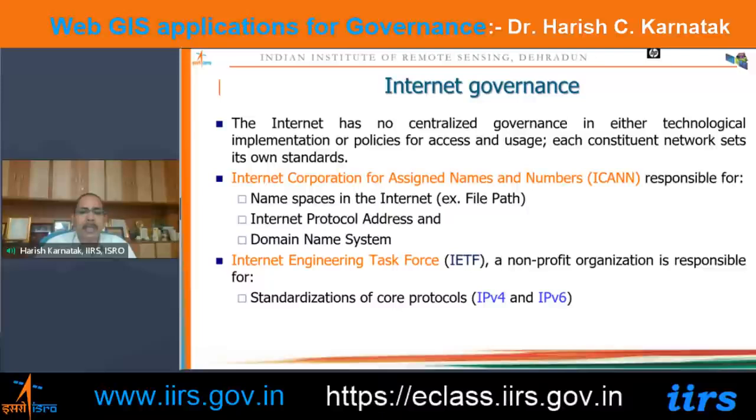One is the namespace on the internet, that is, file path, internet protocol address, and domain name system. You know the IP address, today we are talking about IP version 4 or IP version 6, which is the internet protocol. So who is developing these versions? Who is developing these protocols? This is done by ICANN. The members of ICANN are different technological organizations, many academic institutions, and many countries are partners in this association. It is an international collaboration kind of organization.